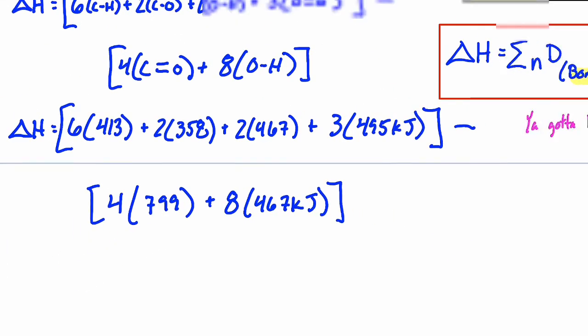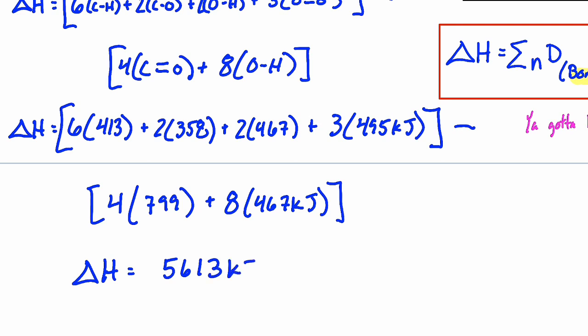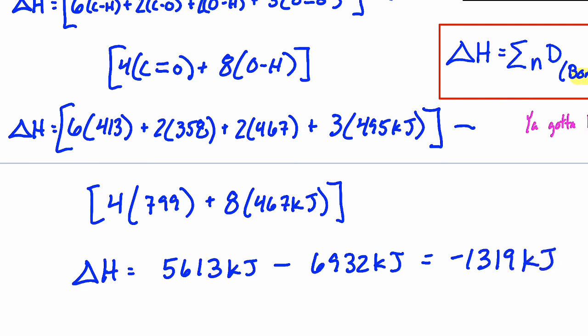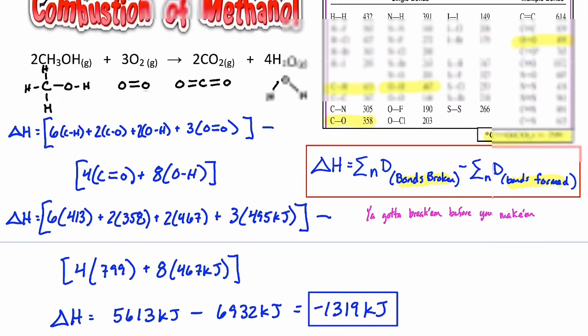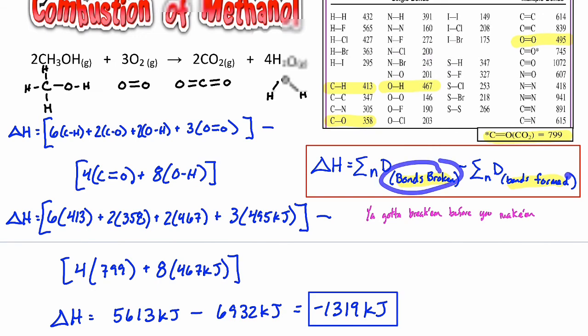All right, so now we calculate that all out. It is a good idea to show the energy that is required to break the bond. If I add that up, it's 5613. And then the energy released is 6932. So my overall enthalpy of this reaction is negative 1319, which should make sense. It is releasing energy. Looking at that reaction, it definitely releases energy. So that is how we deal with bond energies. It is bonds broken minus bonds formed.